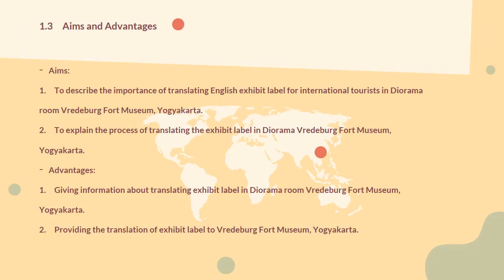Next, 1.3 Aims and advantages. There are two aims of the study which are as follows: to describe the importance of translating English exhibit labels for international tourists in the Diorama room, Vredeburg Museum, Yogyakarta, and to explain the process of translating the exhibit labels in the Diorama, Vredeburg Museum, Yogyakarta. And then there are two advantages of the study, which are as follows: giving information about translating exhibit labels in the diorama room, and providing the translation of exhibit labels to Vredeburg Museum, Yogyakarta.